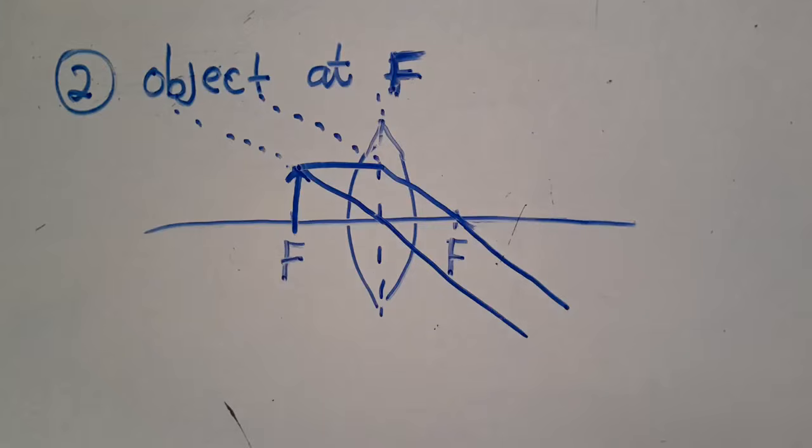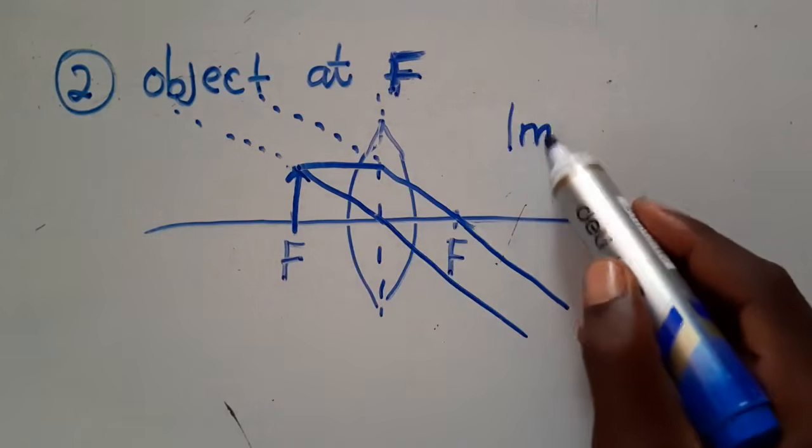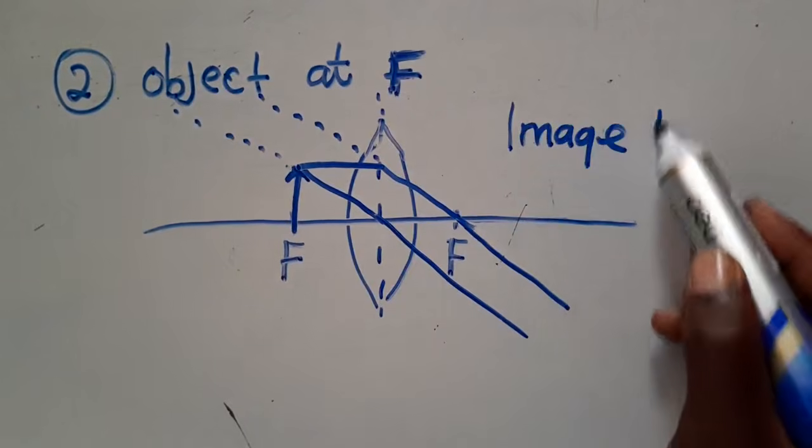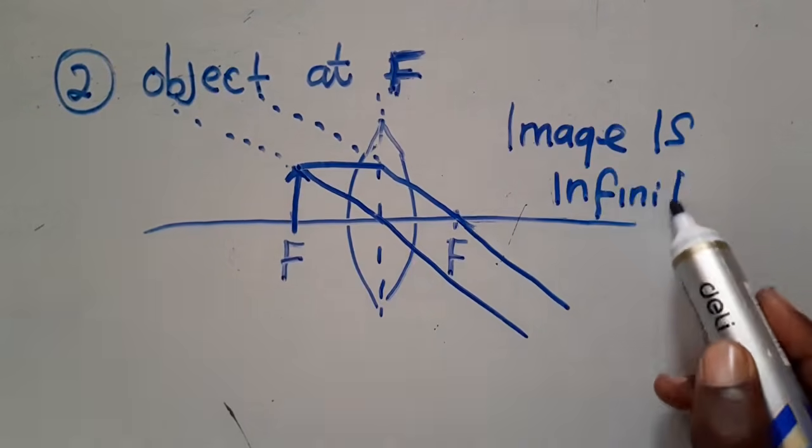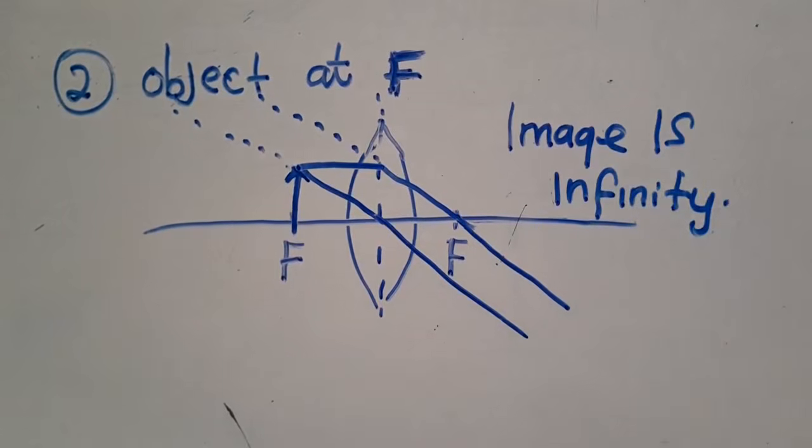So if you check here, this object that is at F, the image is what? Infinity. The image is at infinity. This is what you need to understand. The image is what? Infinity.